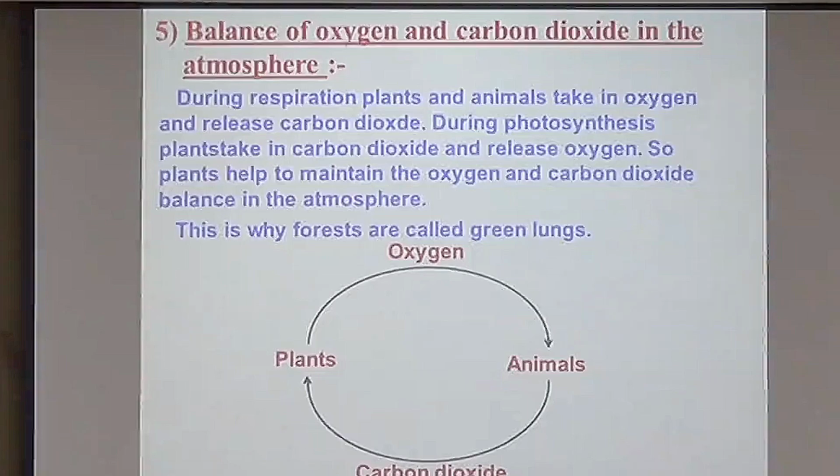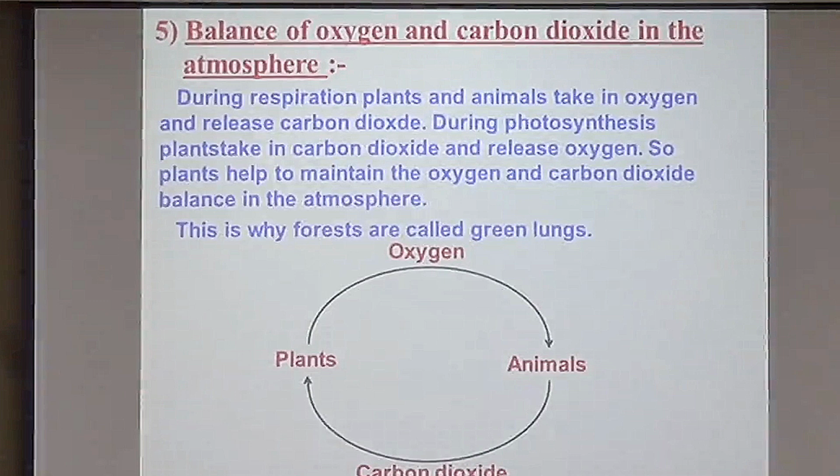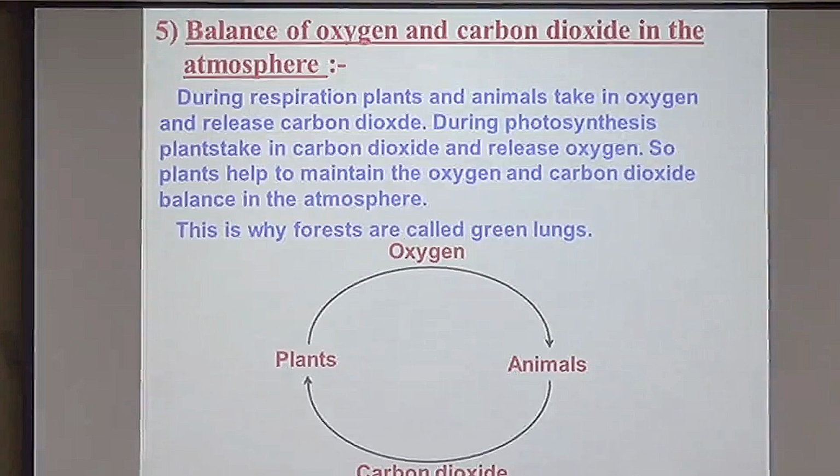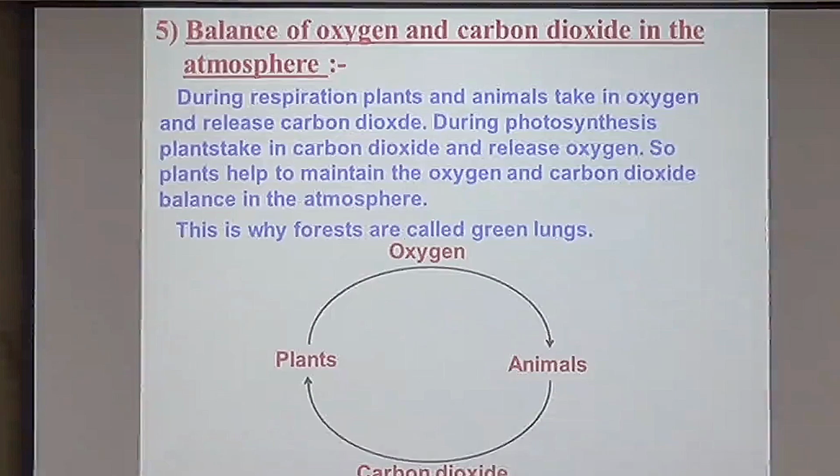Moving on, the balance of oxygen and carbon dioxide in the atmosphere. Now we know that in forest, the green plants produce oxygen, whereas the animals produce carbon dioxide. The green plants require carbon dioxide and they give out oxygen, and the animals, or we humans also, take in oxygen and give out carbon dioxide. Therefore, this creates an interdependence between plants as well as animals.